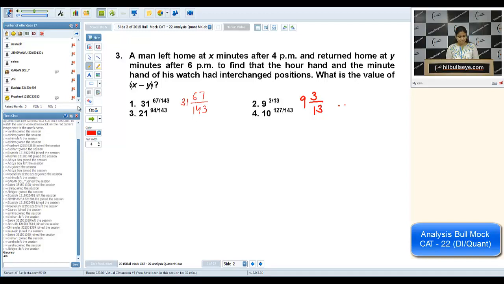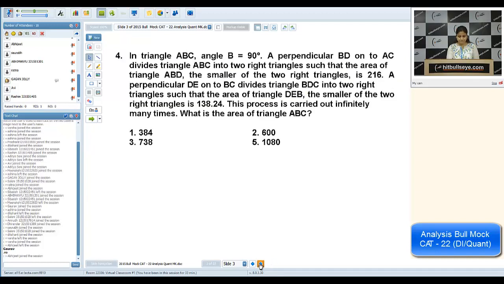Okay, thank you, Gaurav. Let us move further. Please respond quickly. Question number 4. You have done a similar question in previous mocks. The same concept. Any problem in this question? Very good. Okay, let us move.